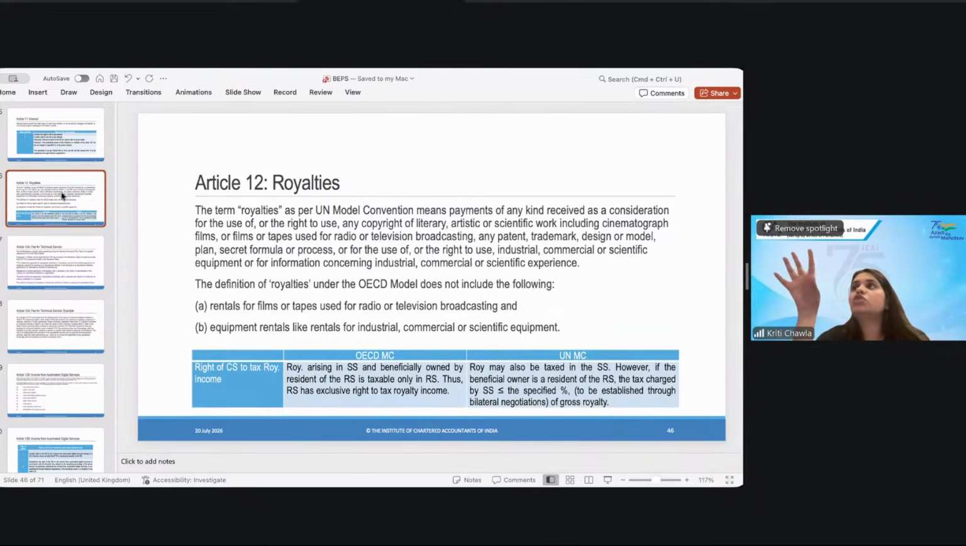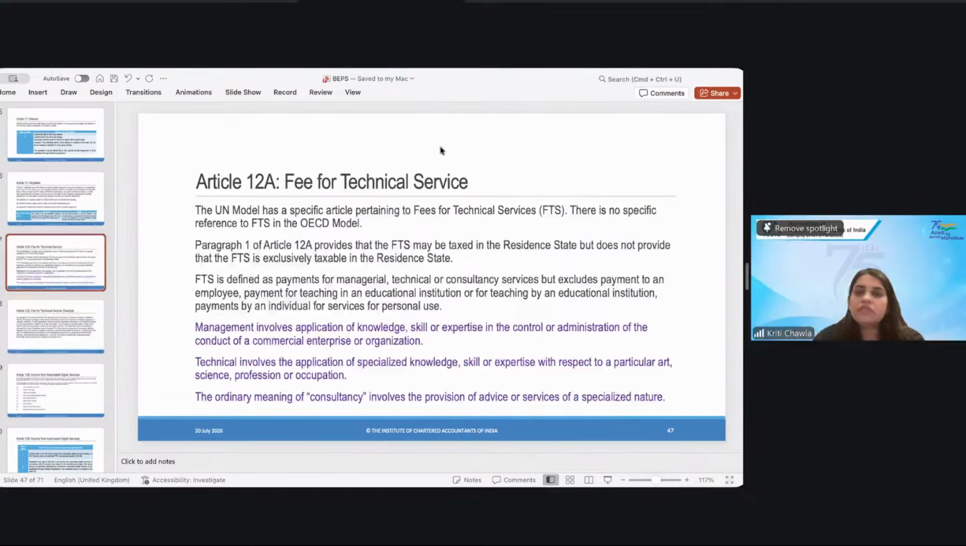But when you look at the UN model, because it's more focused on developing nations, they have stated that the royalty may be taxed in the source state also. But if it is beneficially owned in the residence state, then the tax charged in the source state has to be less than the specified percentage. And this is to be established through bilateral negotiations for gross royalties. Now, the next one is Article 12A, which is fee for technical services.